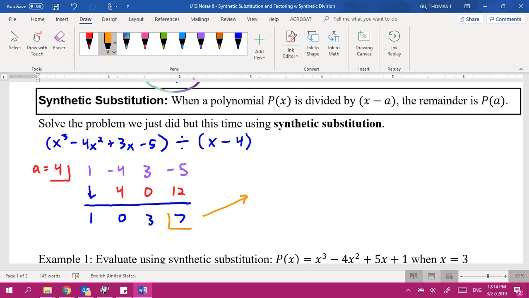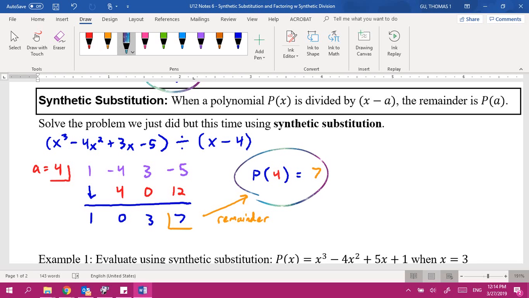And so this remainder is the result of P of 4. When I plug in 4, because that was my a value, right? When I plug in 4 to this polynomial, the remainder was 7. That means my polynomial is going to equal 7 when I plug in 4.